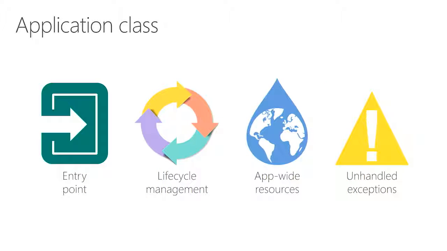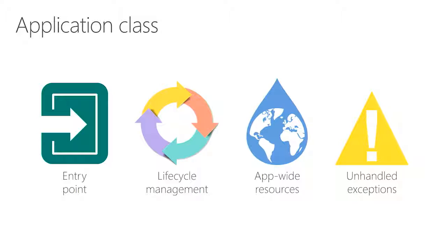So let's start with the application class. This is our main entry point. This is what gets kicked off when our application launches. It's also responsible for lifecycle management. So it's going to get notified when our application changes between lifecycle states. So when a user launches your application, or when it goes to the background, this will get notified. We can do our lifecycle management, possibly saving off data, restoring state.